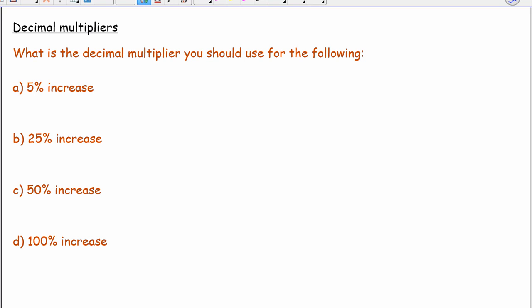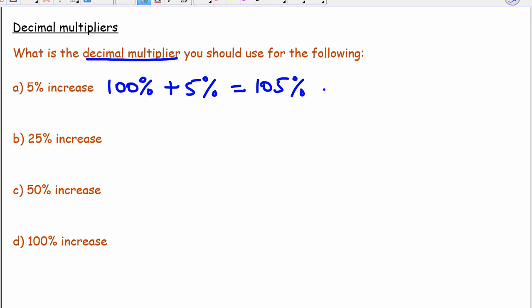So what is a decimal multiplier that you should use for the following? The first case, remember, if you increase, you're always increasing from 100%. Okay? If you're increasing, you're always increasing from 100%. So if you're going to increase by 5%, what you're going to end up with is 100% plus 5%, which will be 105%, and that will be 1.05. Now, this is what we call the decimal multiplier.